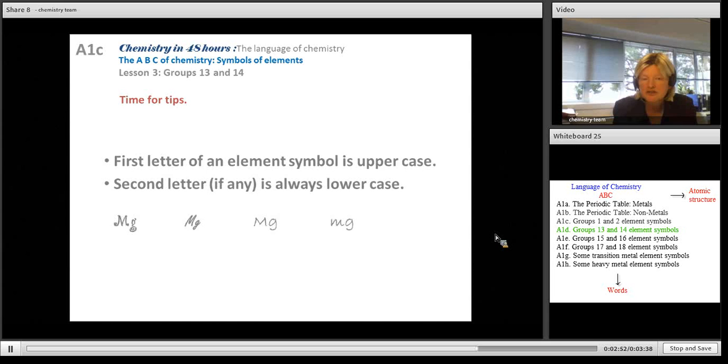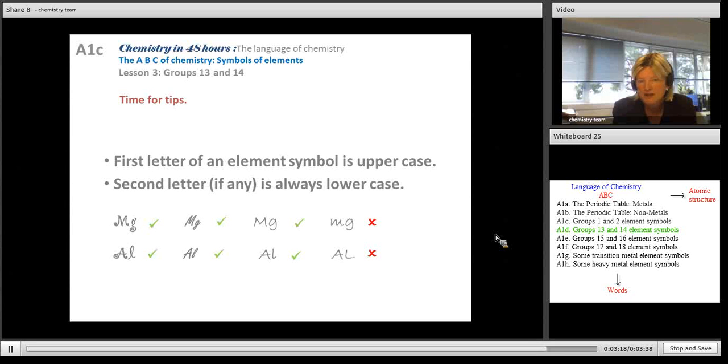So as an example, here are different ways we could write Mg. The first 2 are correct. The third one's a bit borderline because that M is looking rather small, and the last one's definitely wrong and will be marked incorrectly. Aluminium, the first 2 are fine. The second one's a bit borderline because you may not be sure if that L is a capital letter or not, and definitely it's wrong in the last one.